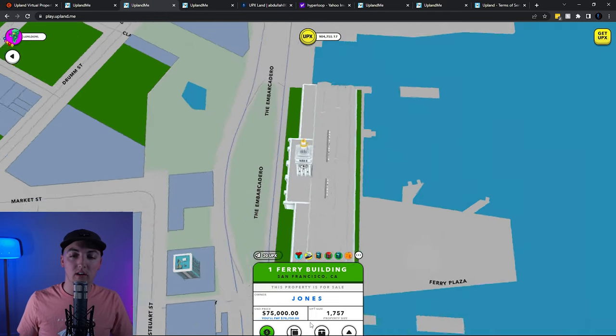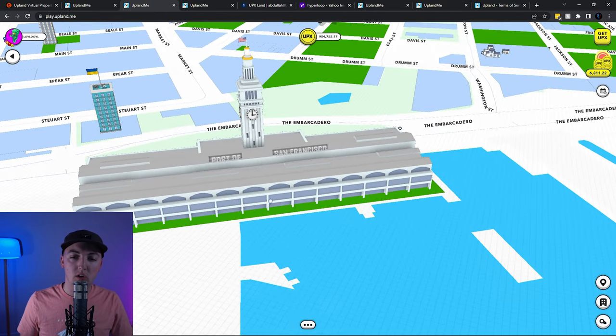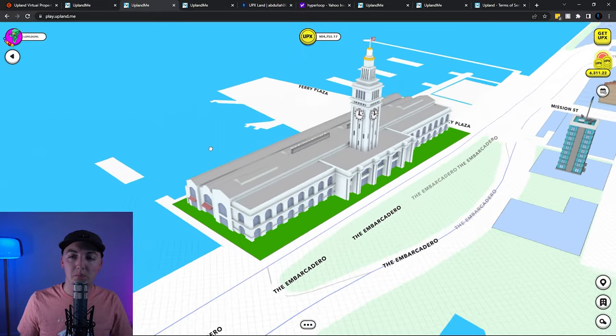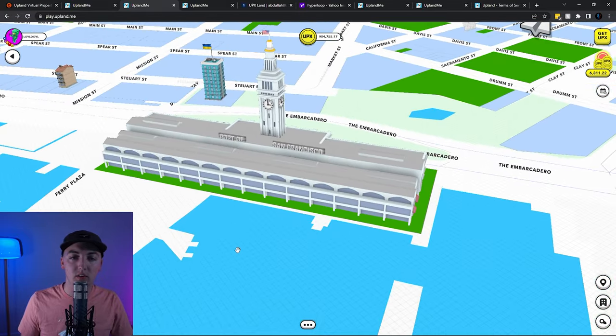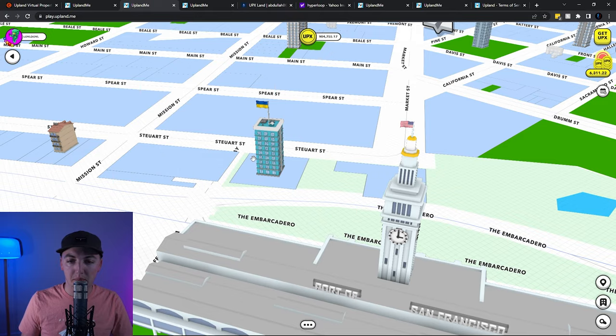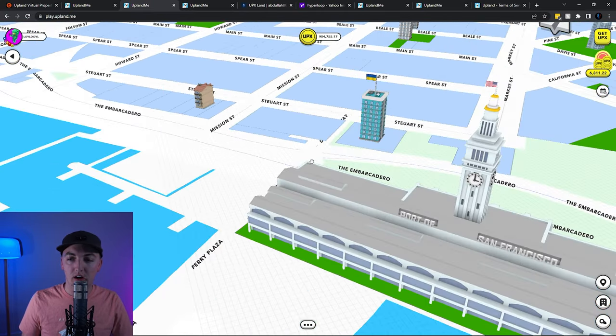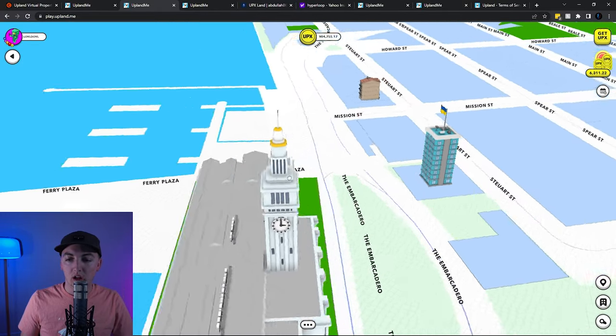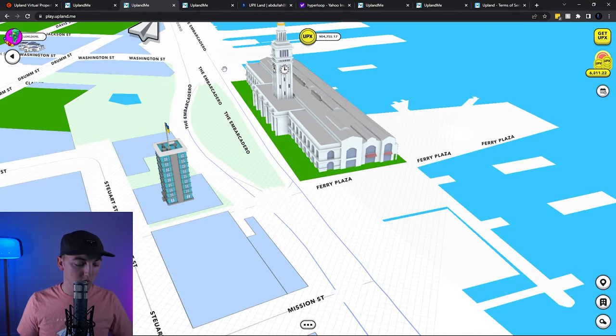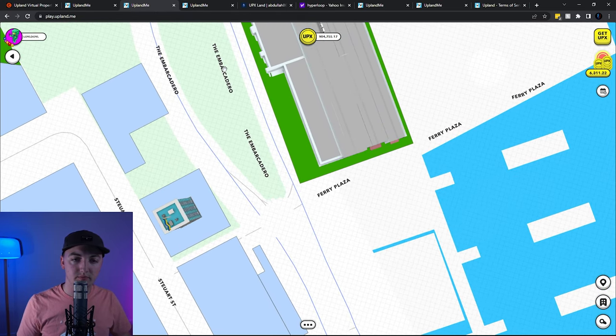So you can see that people who want to create businesses, look how much these buildings stand out compared to these other buildings. Even apartments are some of the largest buildings you can build. Look how big this Ferry Building is. So that's a really cool one. Let's show you a few other ones really quick.